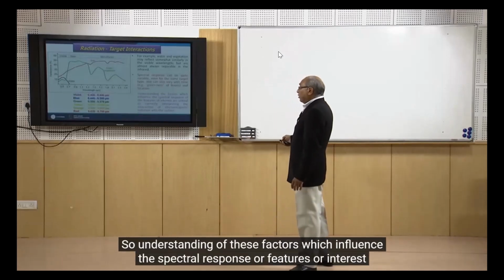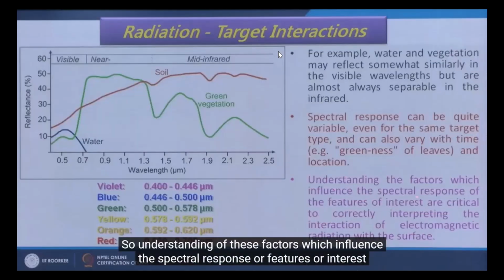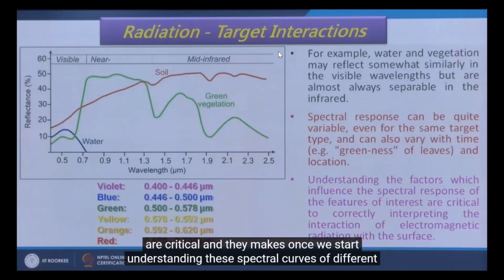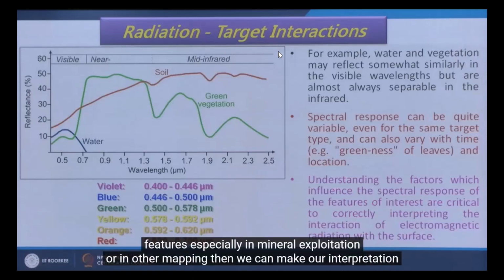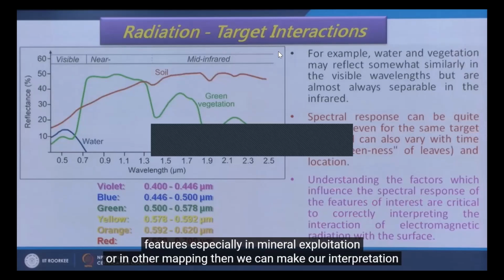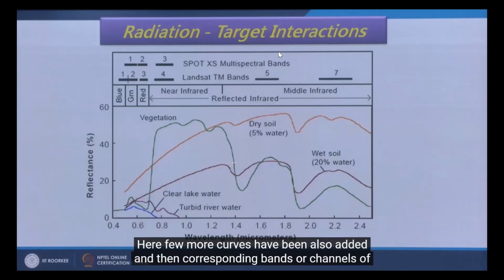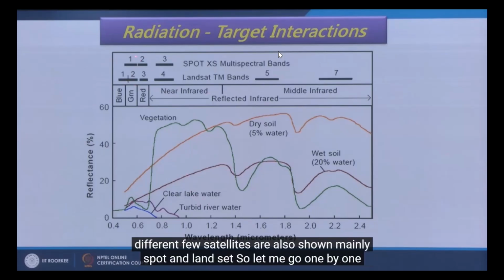So understanding these factors which influence the spectral response of features of interest is critical, and once we start understanding these spectral curves of different features, especially in mineral exploration or in other mapping, we can make our interpretation much more reliable. Here a few more curves have also been added, and the corresponding bands or channels of a few different satellites are also shown, mainly SPOT and Landsat. So let me go one by one.